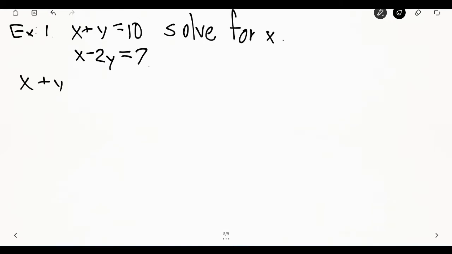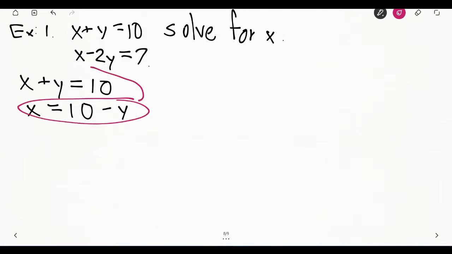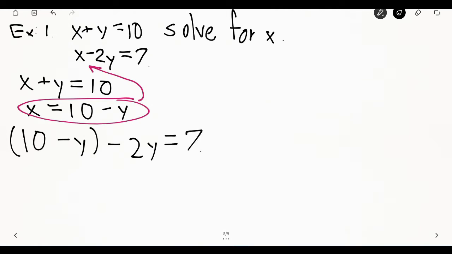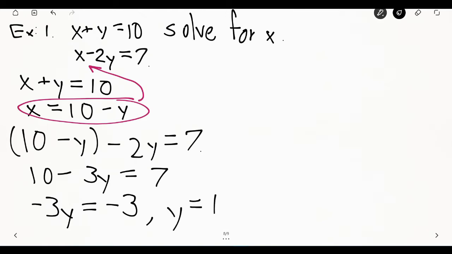Let's look at the first example. We have the equations x plus y is equal to 10 and x minus 2y is equal to 7. To solve for x, take the first equation and get x by itself. Take this and plug it into x in the second equation, giving us 10 minus y minus 2y is equal to 7. Simplify and solve for y, which is equal to 1.